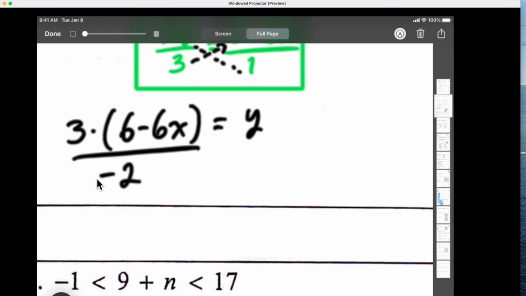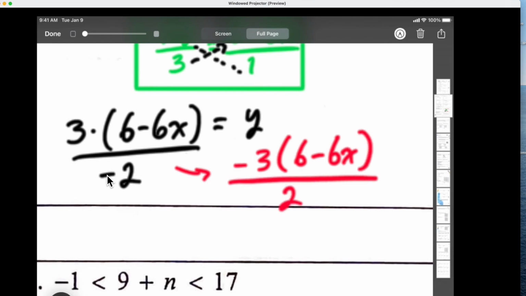Now, it's usually inappropriate to have a negative sign in the denominator. So in this case, your teacher might want you to rewrite this as negative 3, 6 minus 6x over 2 equals y. And there's your answer. So this negative sign, you're allowed to bring that up top.